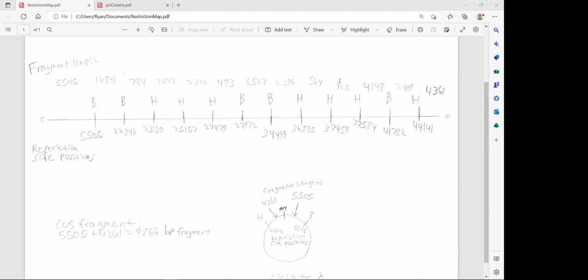So it will be H. I couldn't calculate the numbers. 125. Okay. Right. So yeah, I also got 125 as the last one. So as they keep getting smaller, the 125 is smallest. Okay. So one, two, and the third one I said 6,527, and then the fourth one 4,148 base pair.